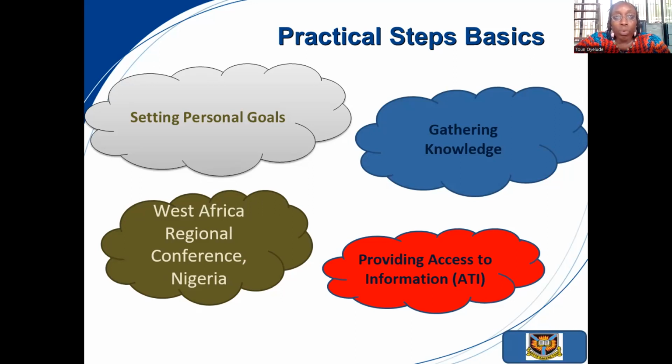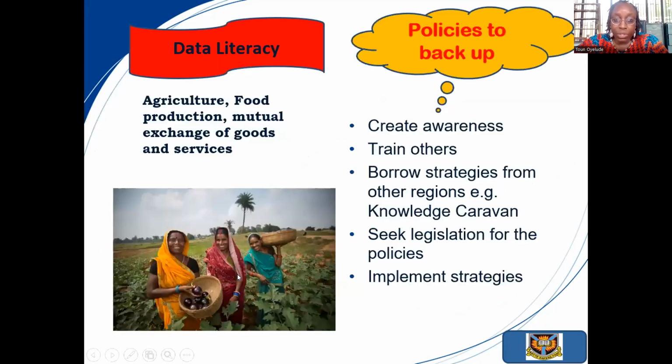where everybody can go to find out information on whatever they want, whether it is political information, social information, agricultural information, whatever. And therefore gather the knowledge and then provide access to this information through various means and methods. And that is where libraries, librarians, and other documentalists come in. At the conference in Uganda, it was stated that we need to also look at the indigenous knowledge gathering, especially in the African context, because we have a lot of knowledge that needs to be documented and put in a form that people can access. So I will also be speaking about the West African Regional Conference.